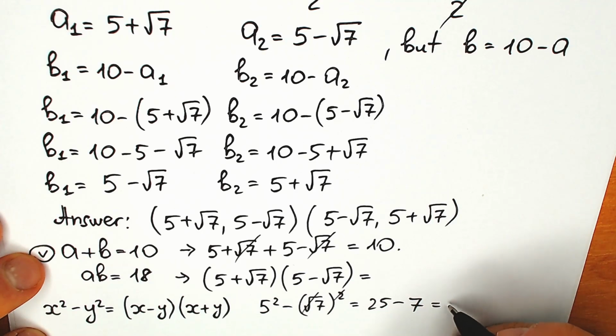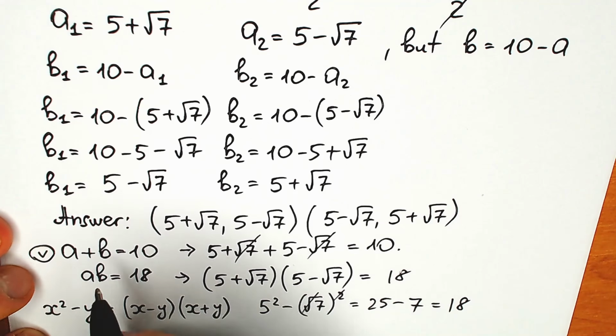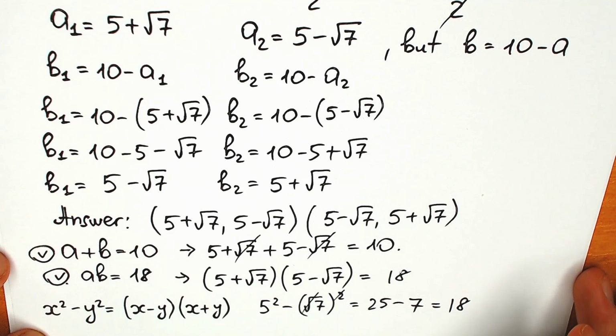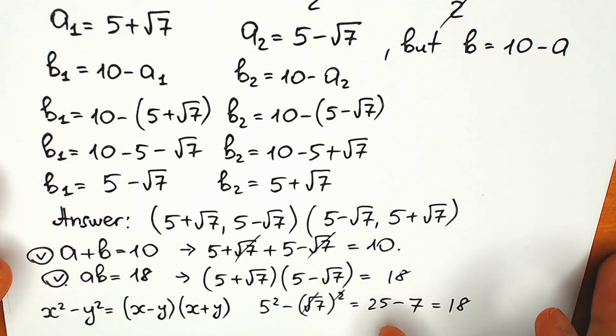And from here, we have 18, the same expression as we had in the beginning. So this is our solution, an absolutely correct solution. We checked it. Addition works great, multiplication works great as well, and we have our solution.